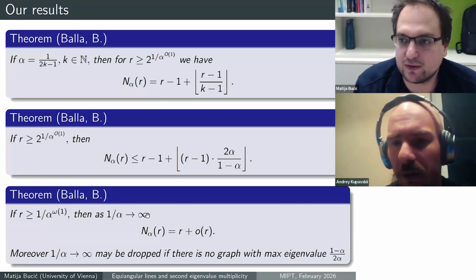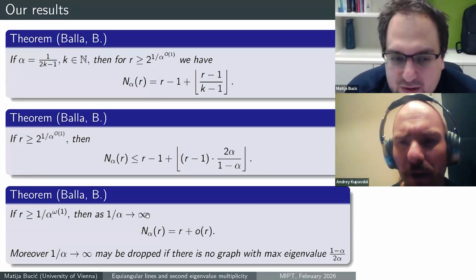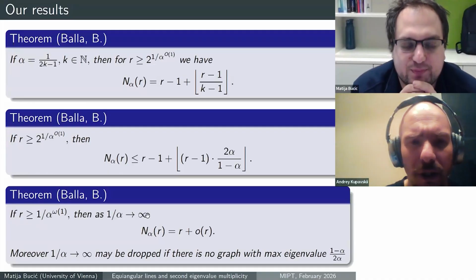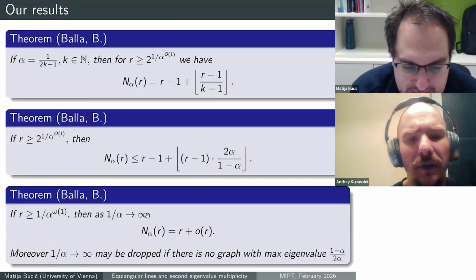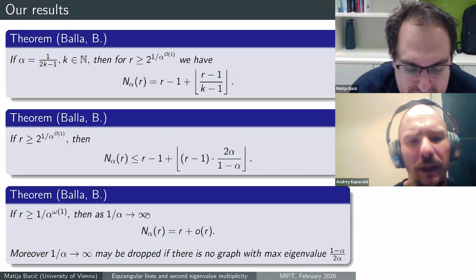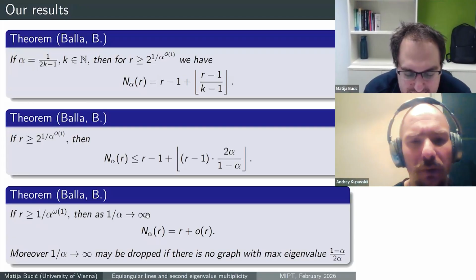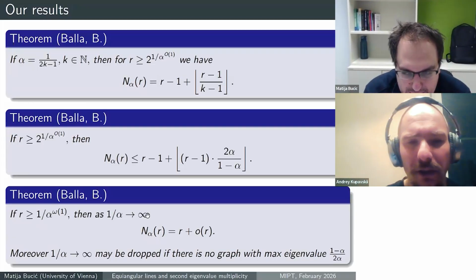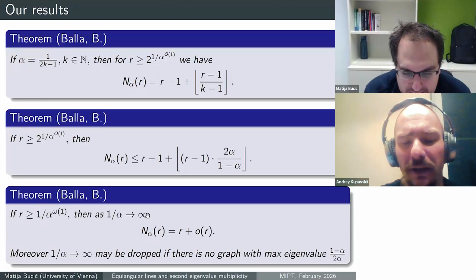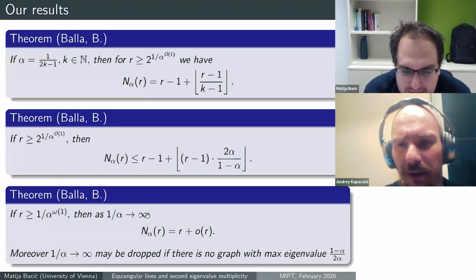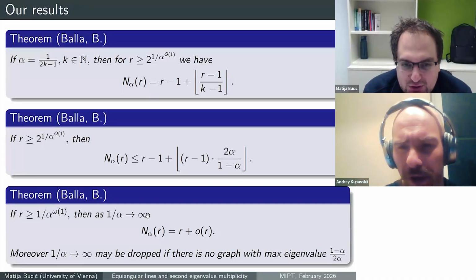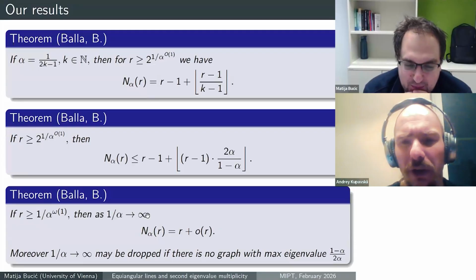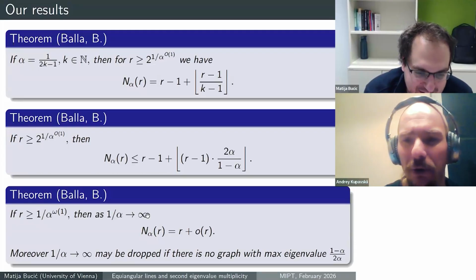Can I ask a quick question about this last theorem? About the third theorem. So again, if let's say alpha is 5, or I know 7, and let's say there is no graph with this maximum eigenvalue, whatever it should be, then your theorem holds asymptotically for r, or how should I read the first condition?